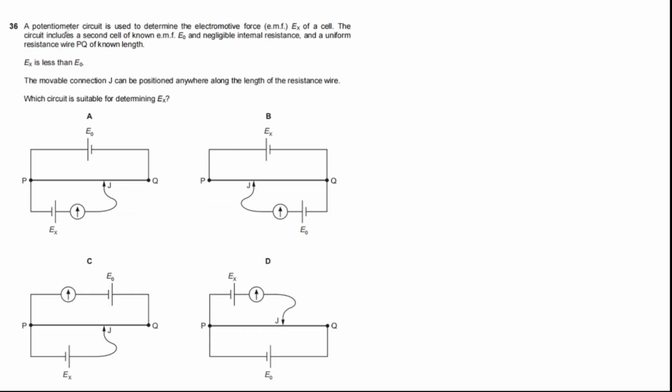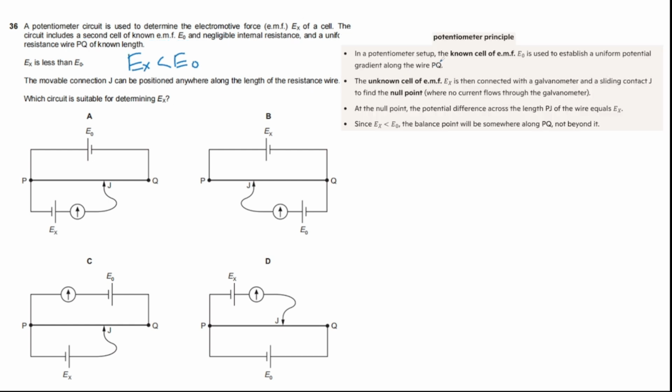Question number 36. A potentiometer circuit is used to determine the electromotive force Ex of a cell. The circuit includes a second cell of known EMF E0 and negligible internal resistance and a uniform resistance wire PQ of known length. Ex is less than E0. The movable connection J can be positioned anywhere along the length of the resistance wire. Which circuit is suitable for determining Ex?